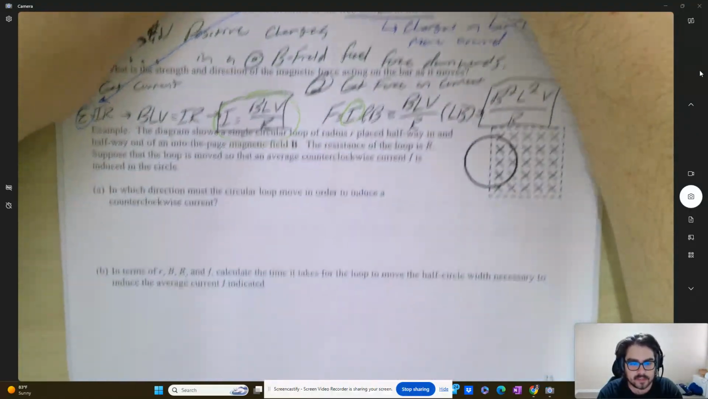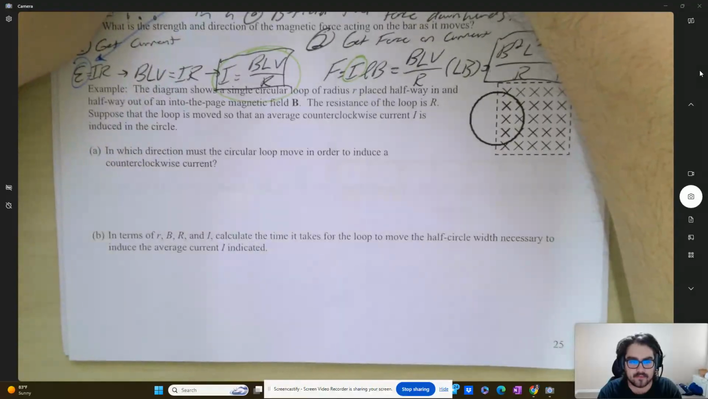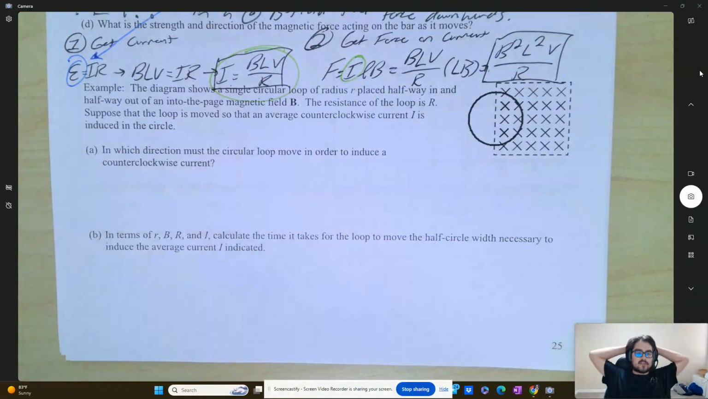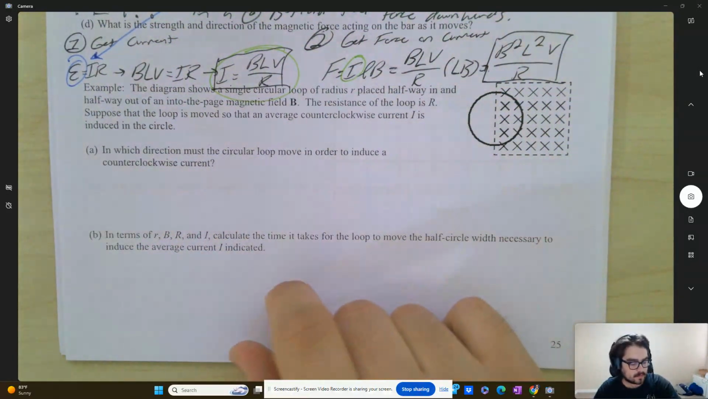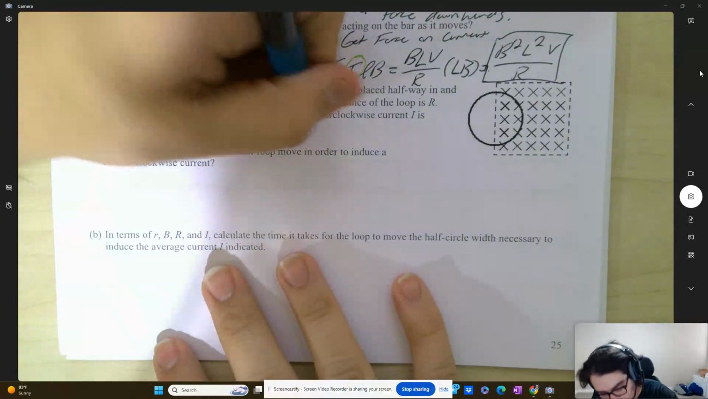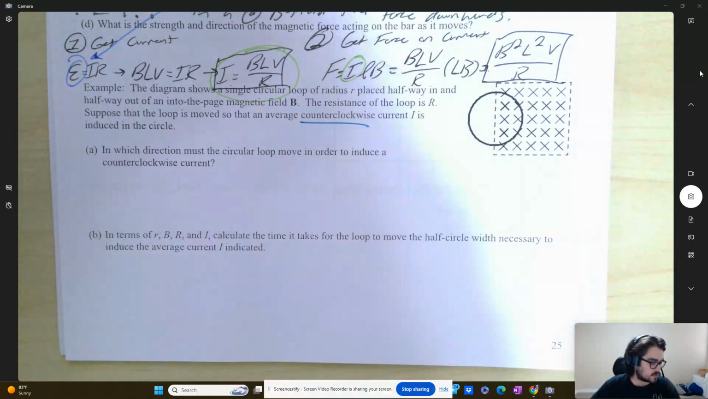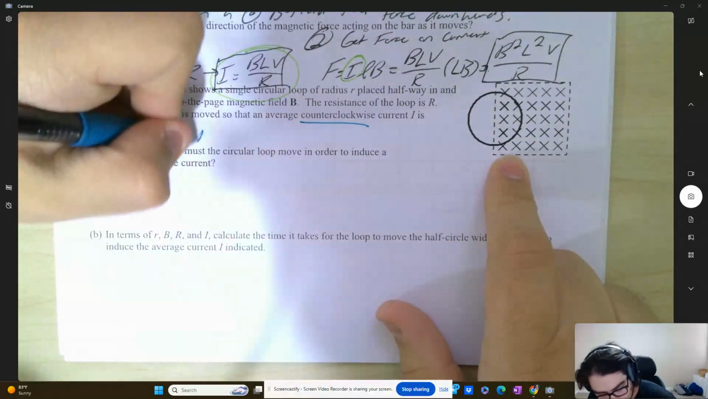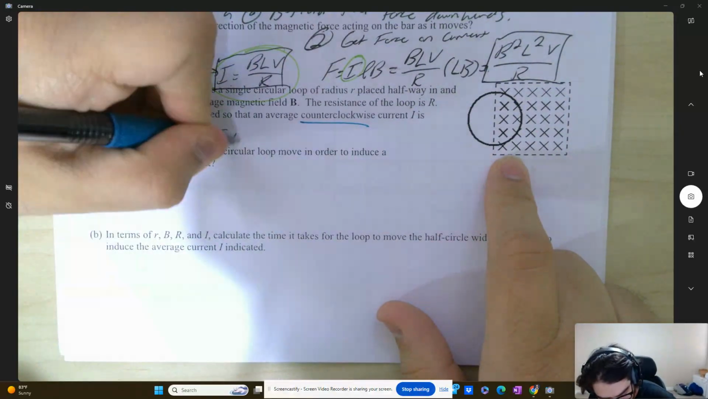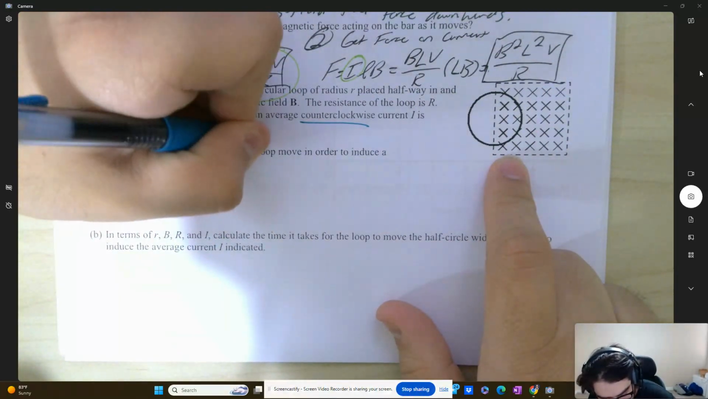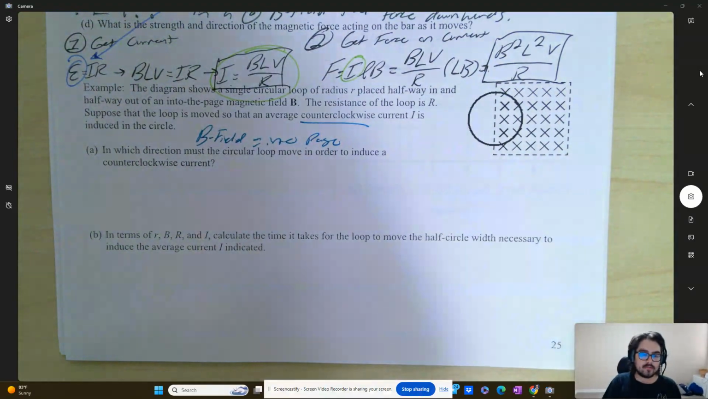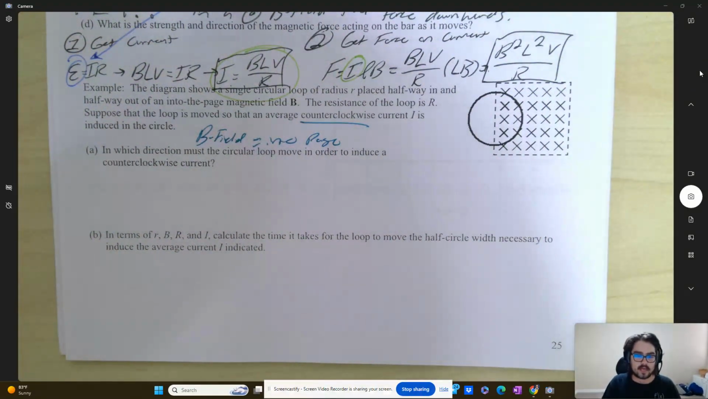The diagram shows a single circular loop of radius r placed halfway in and halfway out of a magnetic field B into the page. Resistance of the loop is R. Suppose that the loop is moved so that an average counterclockwise current is induced. Counterclockwise, that's an important word right there. It says that we want a counterclockwise current induced in the circle, and the B field is into the page. So in which direction must the circular loop move in order to induce a counterclockwise current?